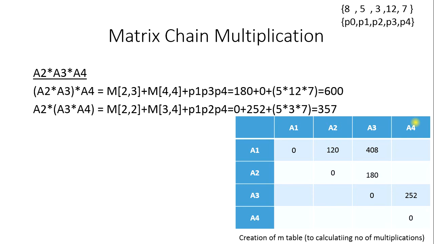The second combination, A2 multiplied by the product of A3 and A4. A2 we already found out from the M table is 0. A3 and A4 we have already solved the total number of multiplications. The minimum number of multiplications from the M table we get, that is 252.